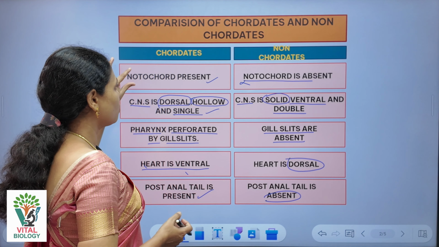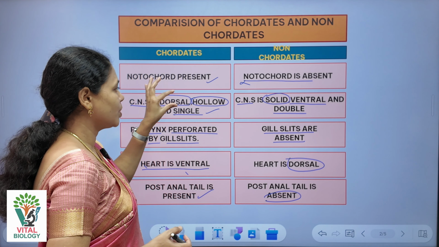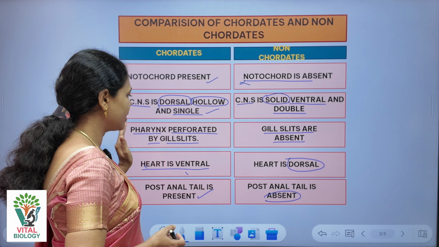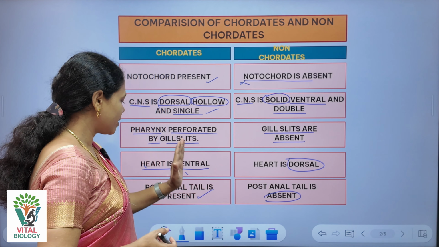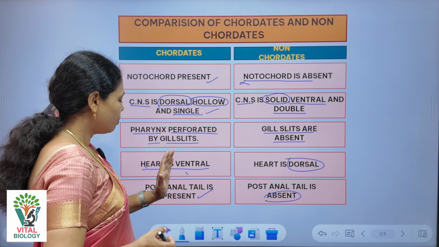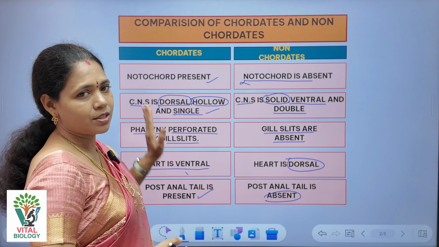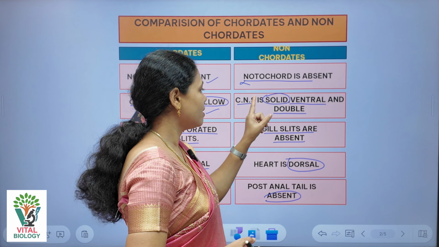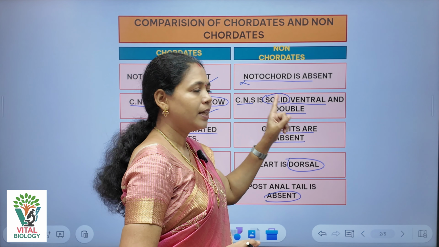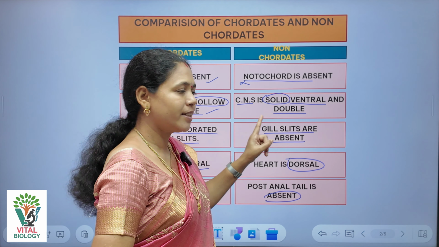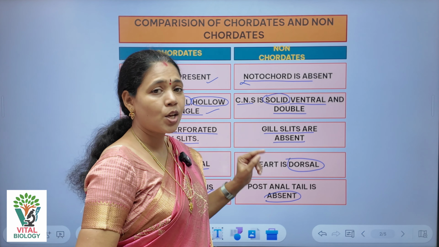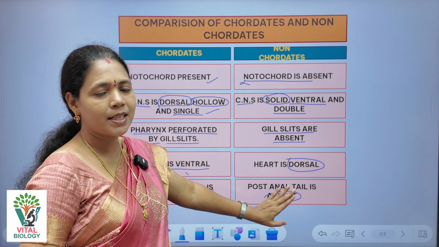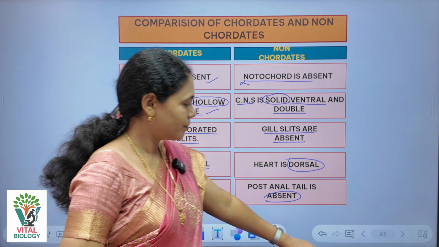So in chordates, notochord is present, central nervous system is dorsal, hollow and single, pharyngeal perforated gill slits are present, heart is ventral in position, and along with that, post-anal tail is present. Whereas in non-chordates, notochord is absent, central nervous system is solid, ventral and double. Gill slits are absent, heart is dorsal in position, and post-anal tail is absent.